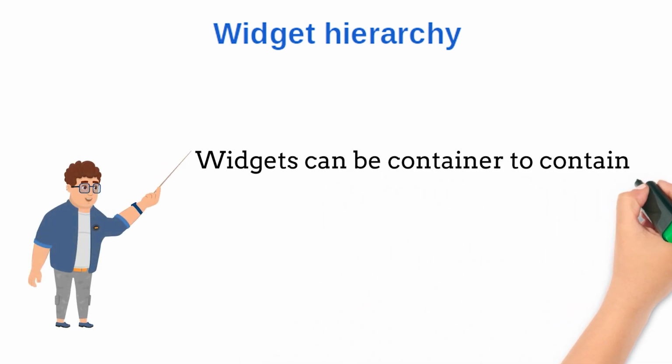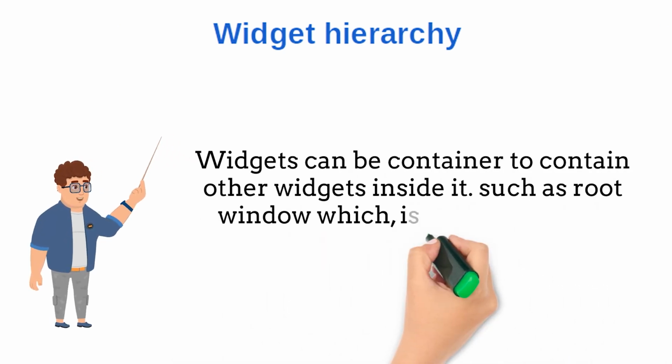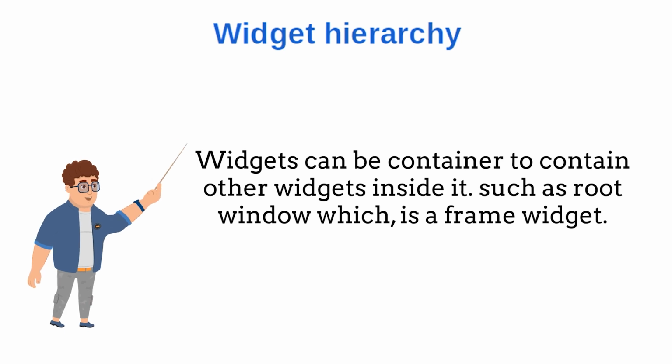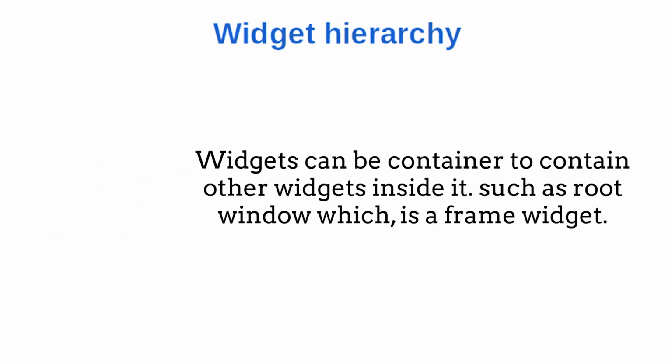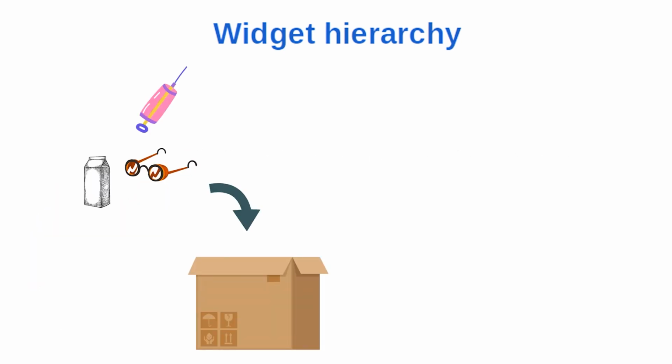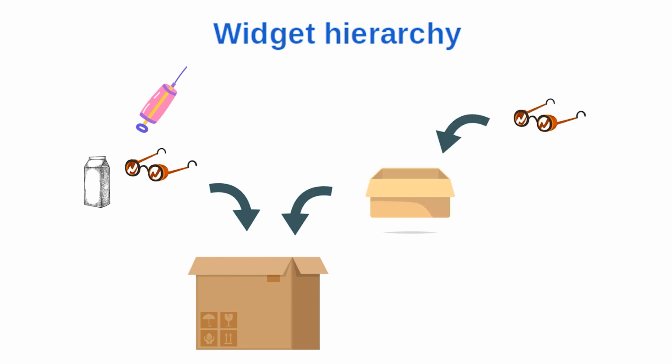Widget hierarchy. The root window is a frame widget, which contains other widgets, and these widgets can be containers to contain other widgets. For example, we can think of the root widget as a box which contains other elements and also contains a smaller box which itself contains other elements.